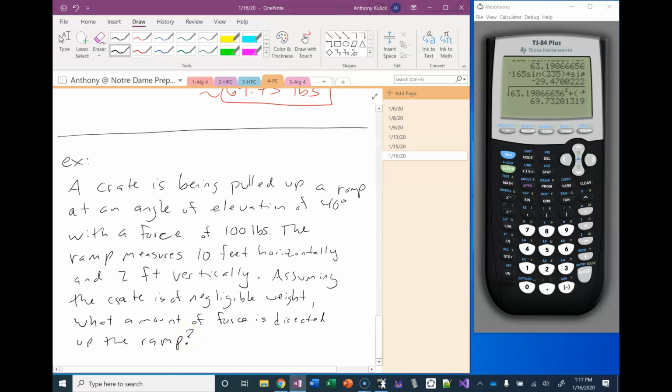So here we have a crate that's being pulled up a ramp at an angle of elevation of 40 degrees with a force of 100 pounds. The ramp measures 10 feet horizontally and 2 feet vertically. Assuming the crate is of negligible weight, what amount of force is directed up the ramp?